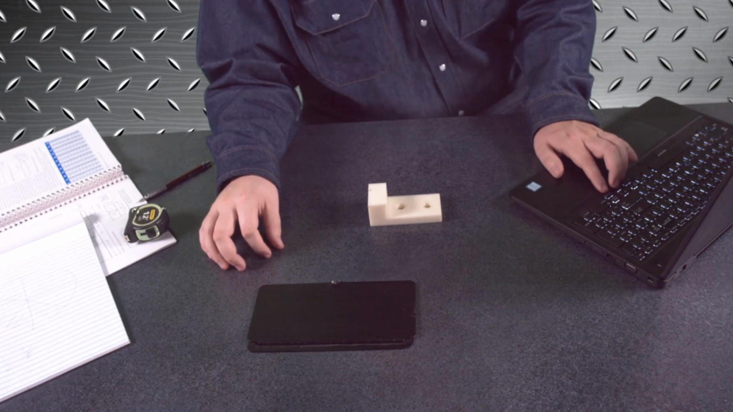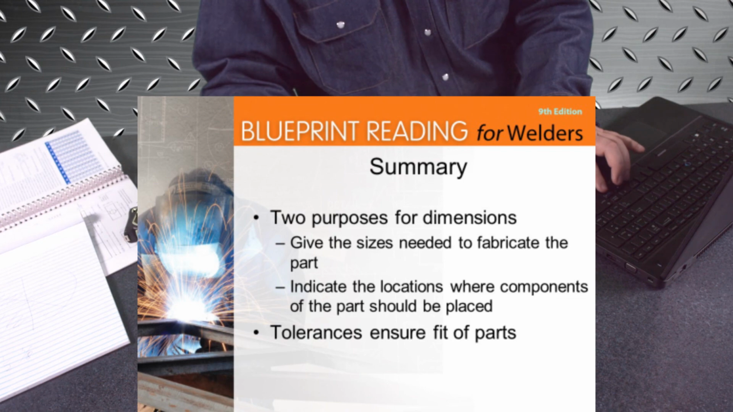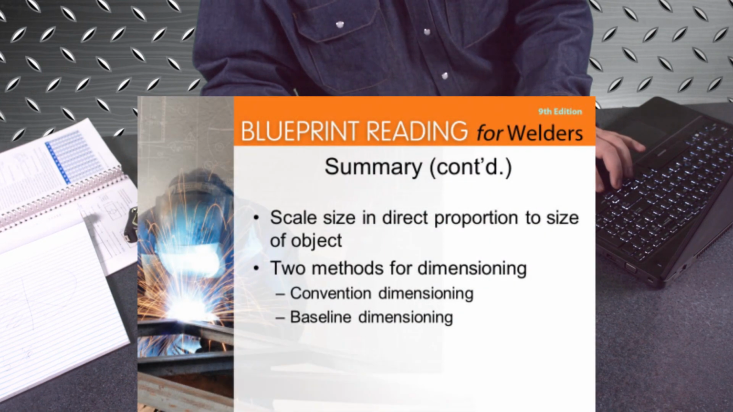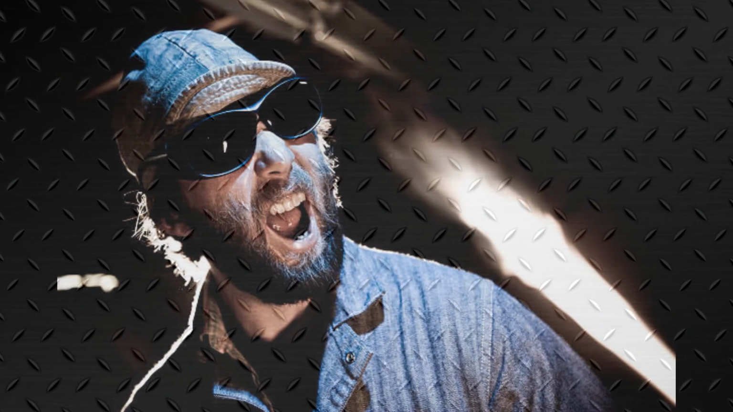All right, so the purpose of dimensions is to give the sizes needed to fabricate the part and to indicate the locations where components of the part should be placed. And tolerances will ensure fits of the parts. And scale size is in direct proportion to the size of the object, whether you're using a reduced or enlarged scale. And the 2 methods of dimensioning we'll be using are conventional dimensioning or baseline.